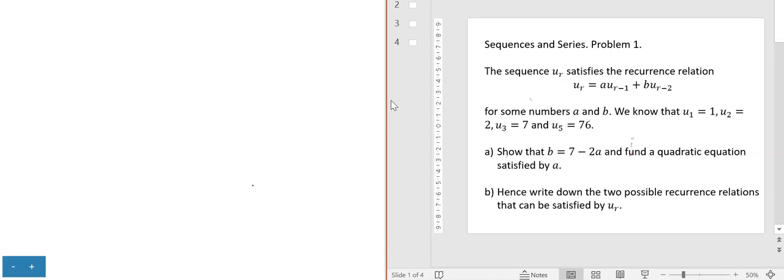So part A is asking us to produce an expression that contains only A and B. It means that in the given recurrence relation, we must replace all of the u's by numbers. Now, we know that any recurrence relation starts with U1, U2, U3, and so on. But we can't start with r equals 1 in this particular problem, because if we substitute 1 for r, then the second term of this recurrence relation will be U minus 1. And of course, that doesn't make sense.